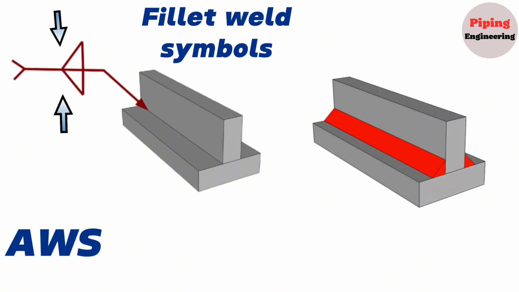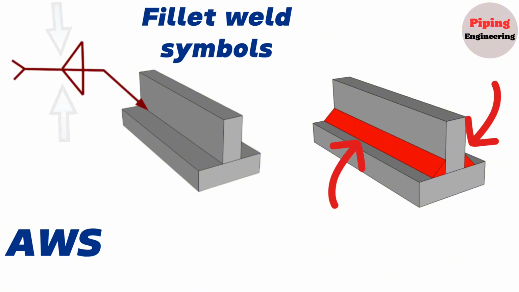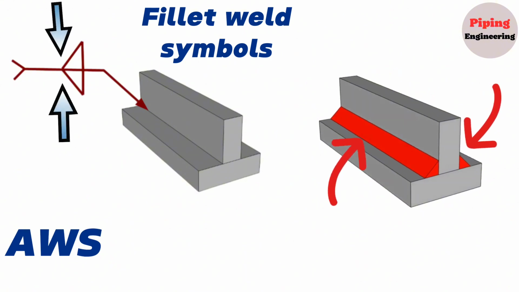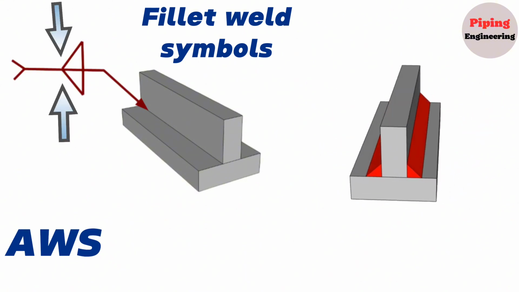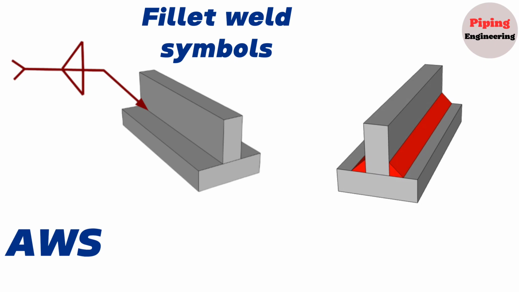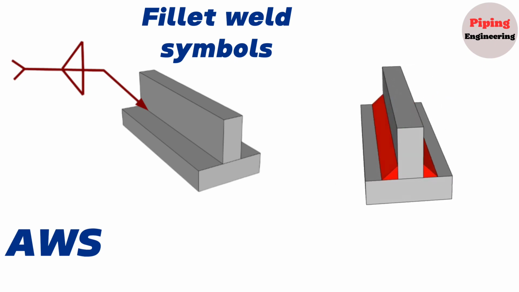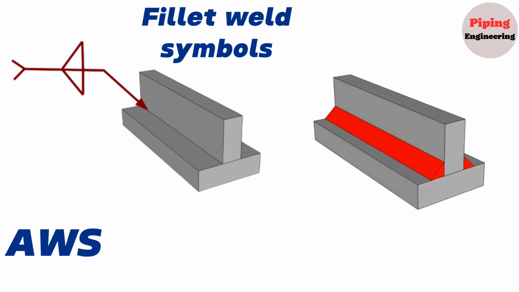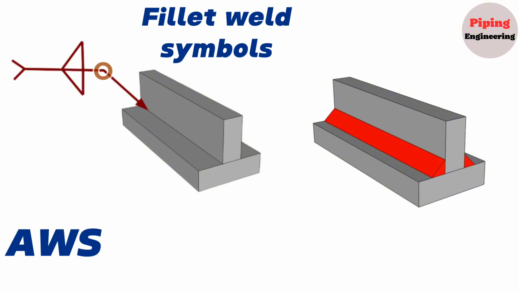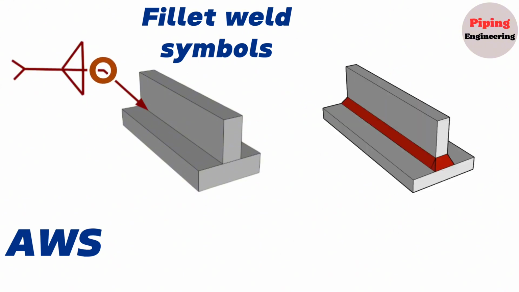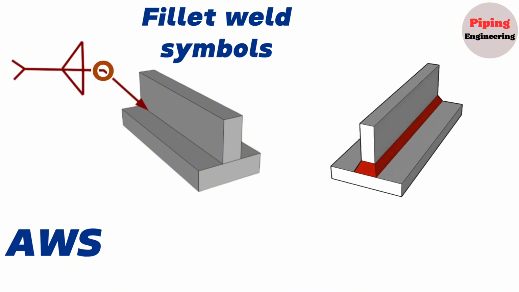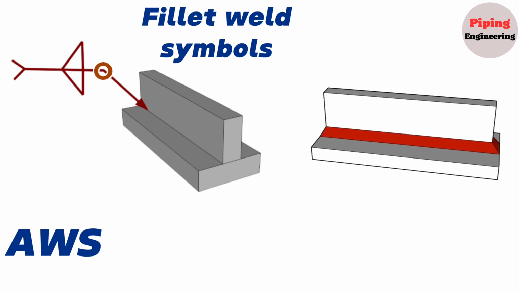When fillet welding symbols are shown on both sides of the reference line, it is called a double fillet weld, and the weld is carried out on both sides of the joint. Sometimes fillet welds have circular symbols, which means that the weld will be around the whole perimeter.